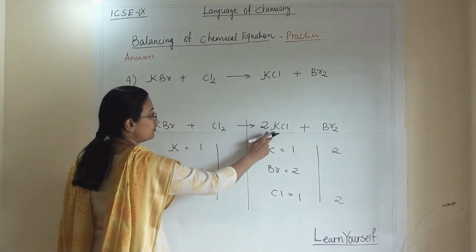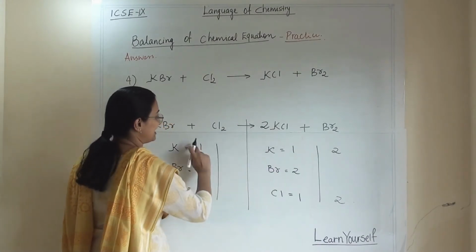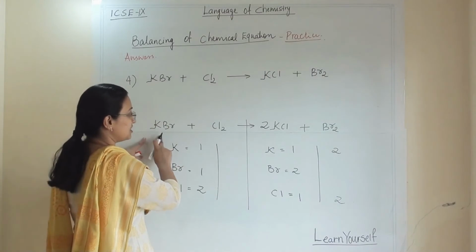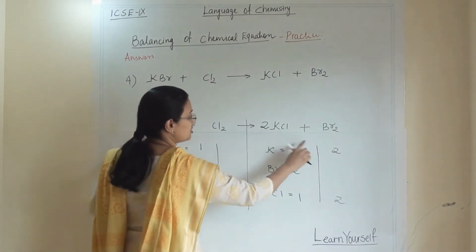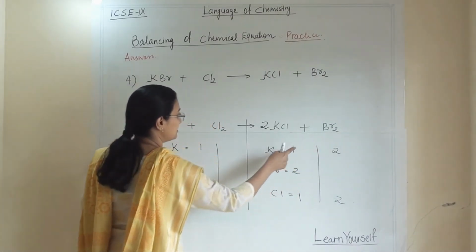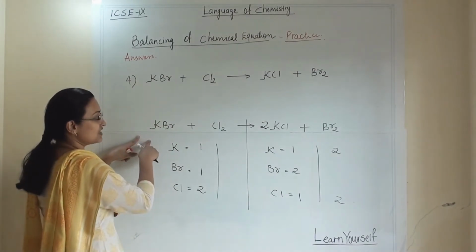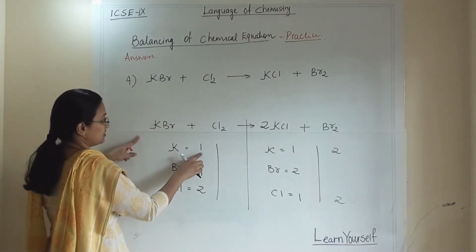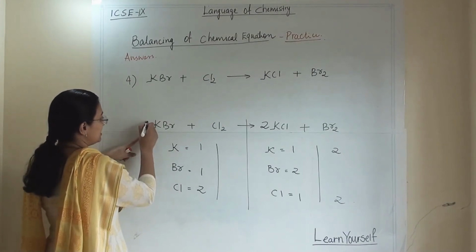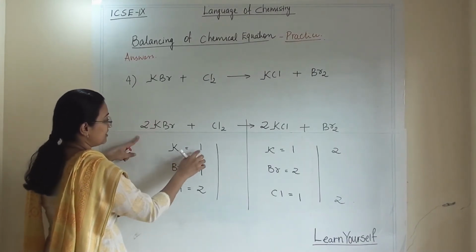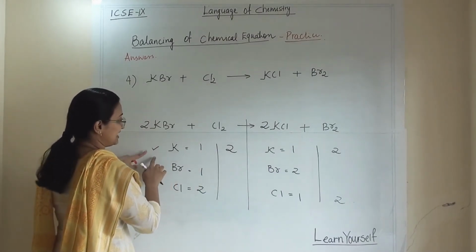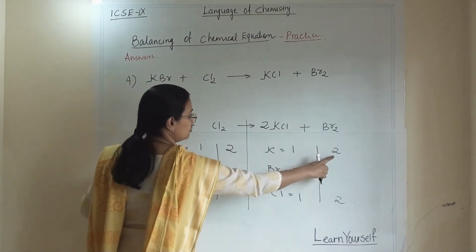But by doing so, I have disturbed the balance of potassium. So I have to balance potassium again. So here potassium is 2. So now I will balance potassium towards the reactant side. So my potassium is 1. So I will add 2 here and I will make my potassium 2. So my potassium is balanced, 2 and 2.